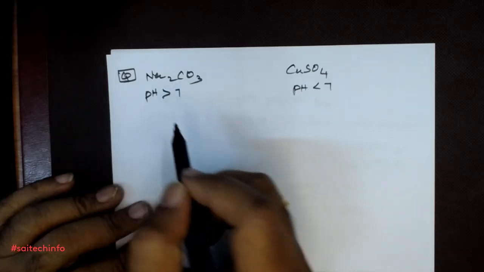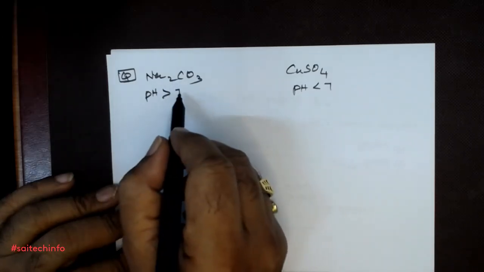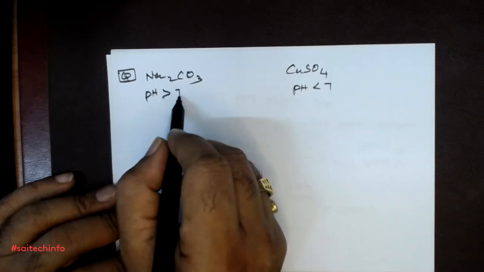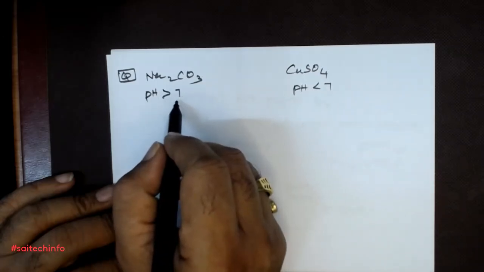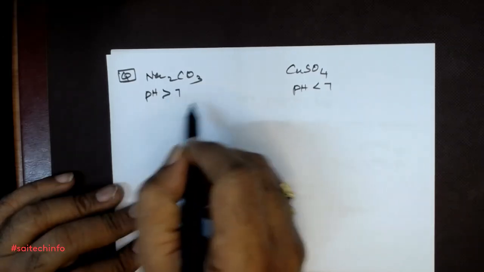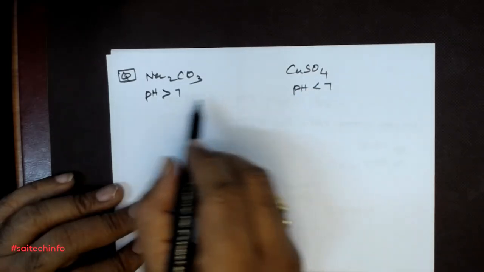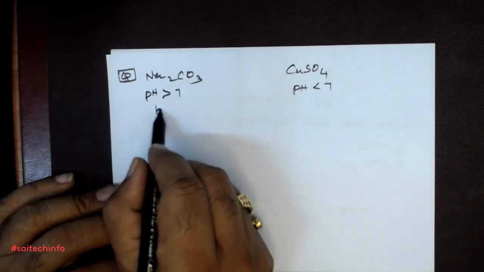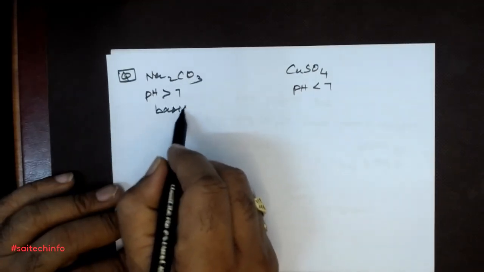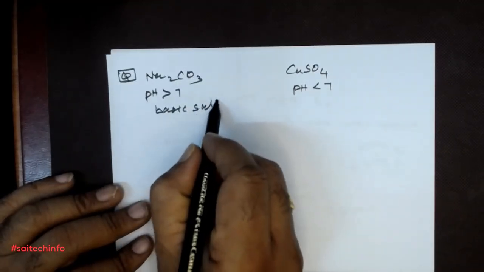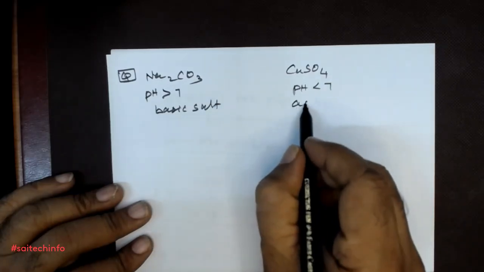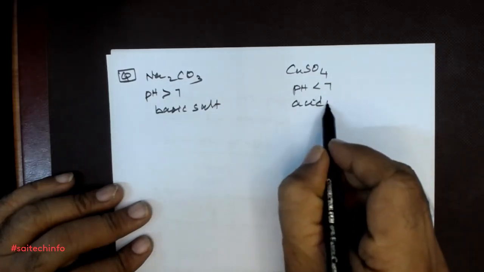Since it is in the alkaline range, it can be called a basic salt. And this is an acidic salt because it has the lower pH, less than 7. So this is basic salt and this is acidic salt.